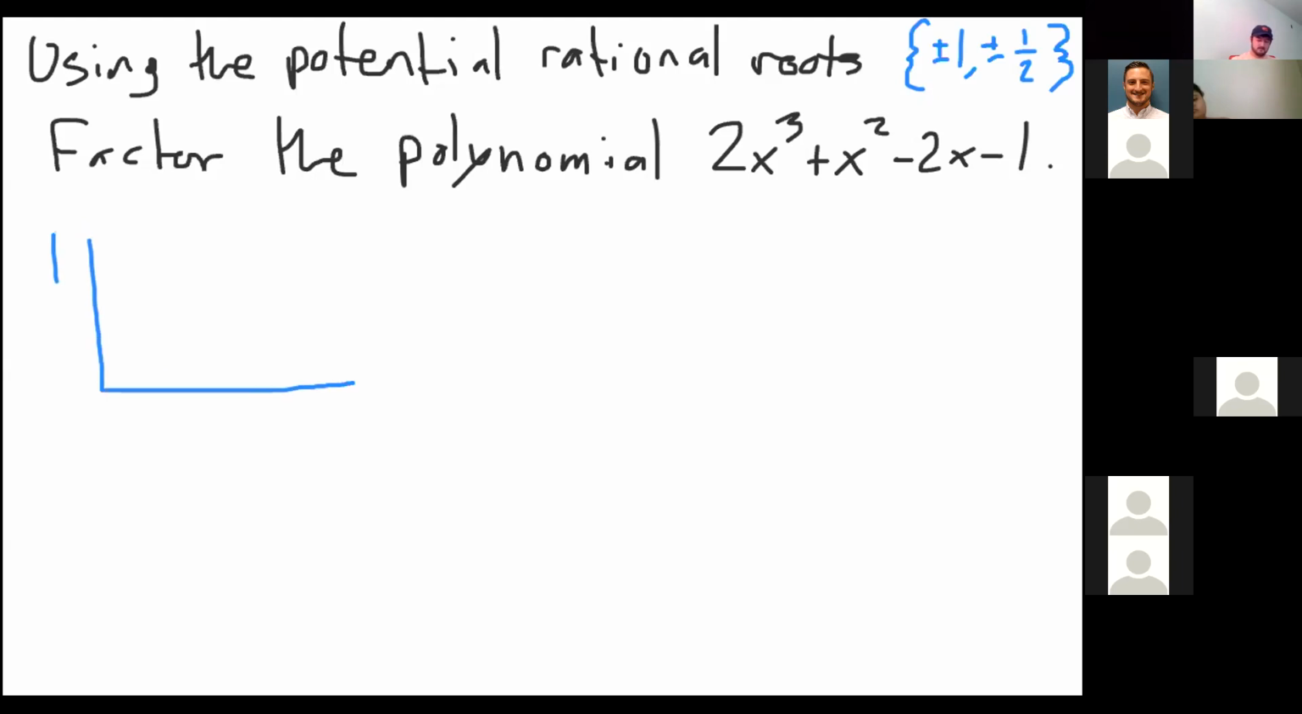I write out the coefficients of my polynomial: 2, 1, -2, -1. Through synthetic division, if 1 is a root, I want a remainder of 0. So we always drop down that first number, the 2. Then I go up and to the right, over to the next coefficient. Every time I go up and to the right, I multiply by my root. In this case, it's just multiplication by 1, so not a lot of crazy stuff is happening.